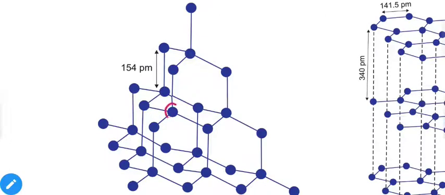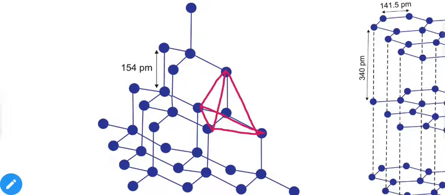Let's say we consider this carbon atom, then as we can see it is attached to 1, 2, 3 and 4 other carbon atoms. And all of these 4 carbon atoms are present at the corners of a tetrahedron. That means they are tetrahedrally attached, and all of these carbons will follow the same pattern. That means they will create tetrahedrals all along the three-dimensional arrangement.